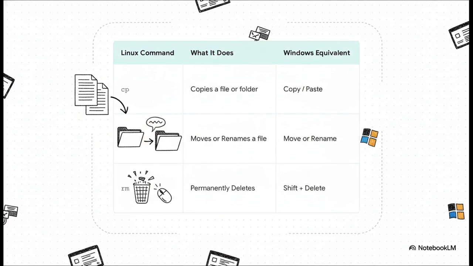The cp command, that's just your classic copy and paste. The mv command, that's for moving or renaming a file. And rm is for removing something. As you can see, these are just new names for things you already do every single day in Windows.